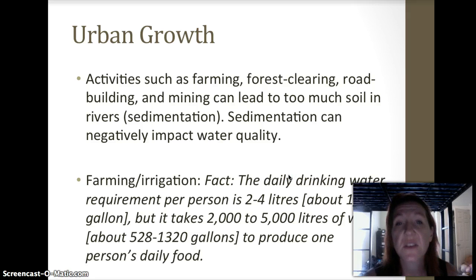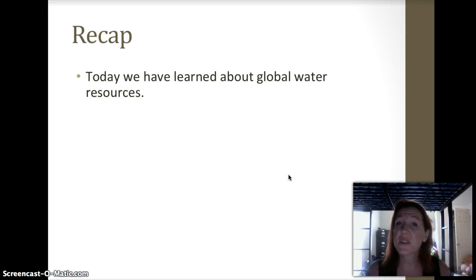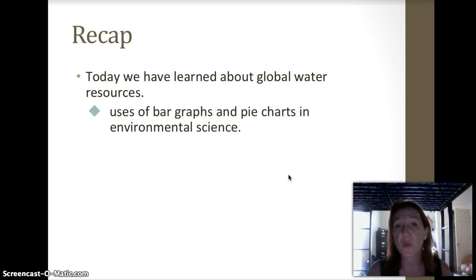And a quick fact here, the daily drinking water requirement for a person is 1 to 1.5 gallons, but it actually takes 528 to 1,320 gallons to produce just one person's daily food. So there again, making the point that most of our water is used for growing and making the food that we eat.